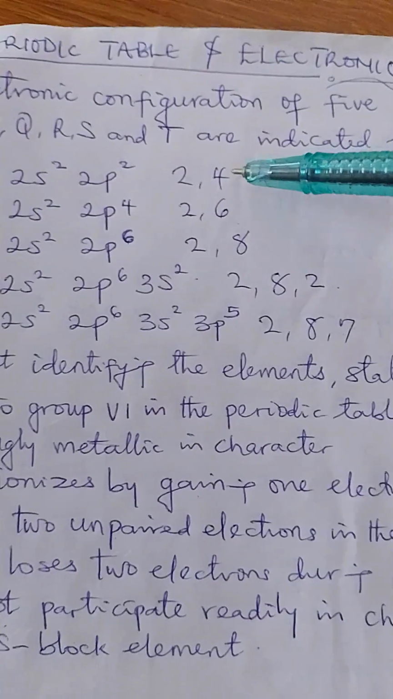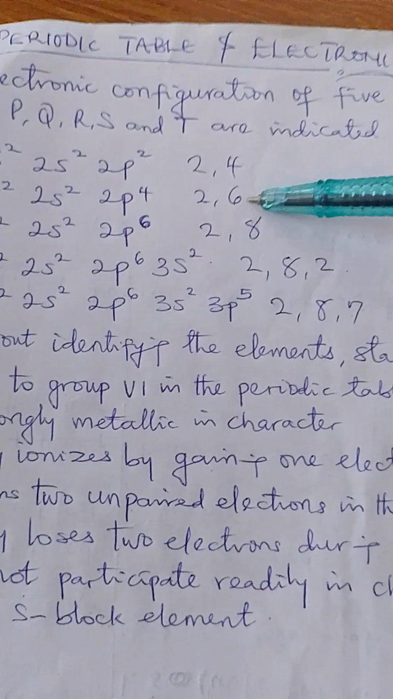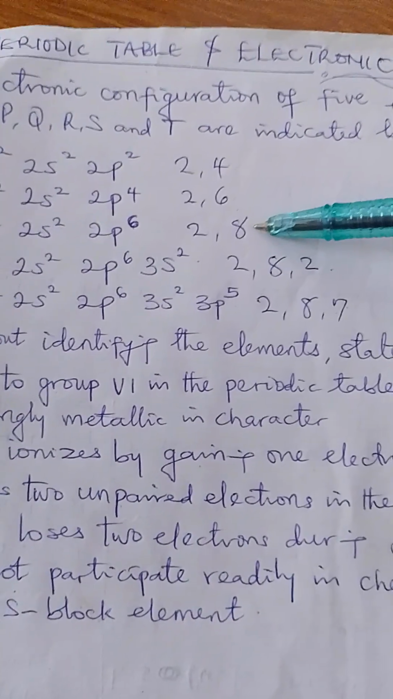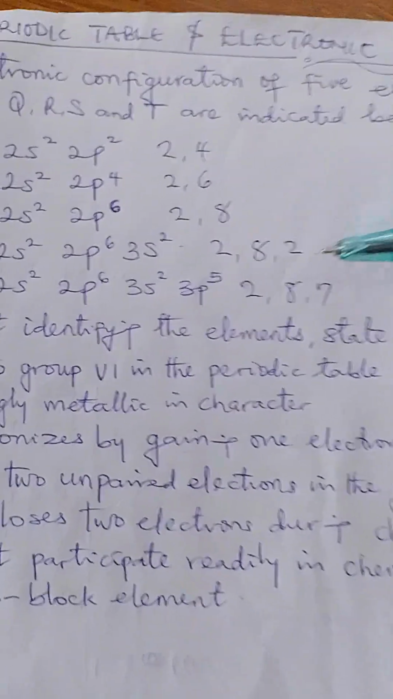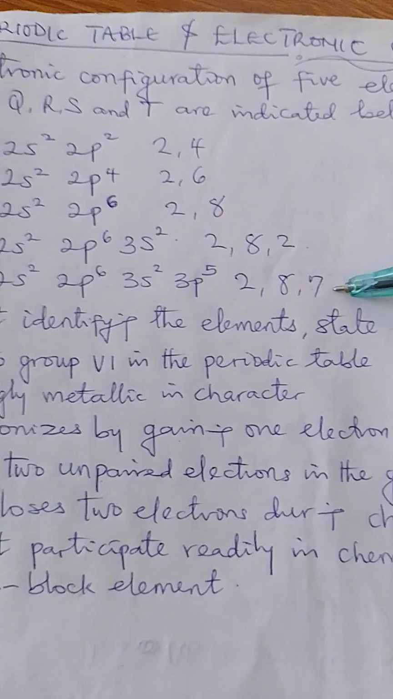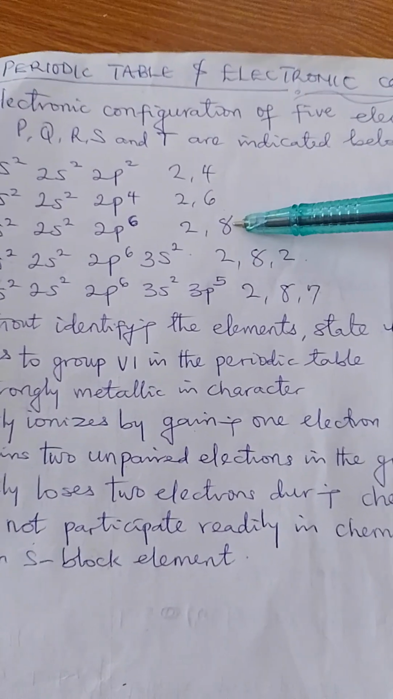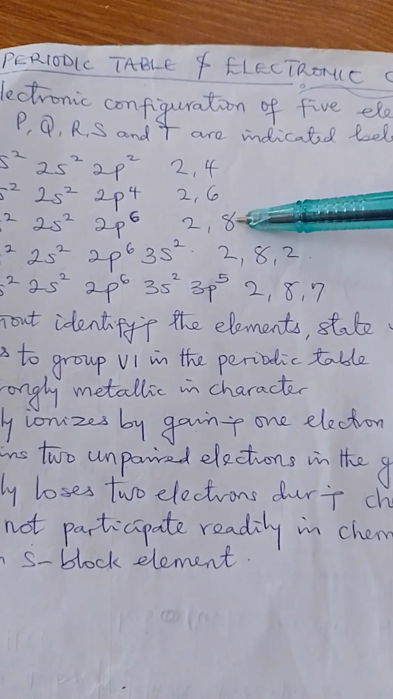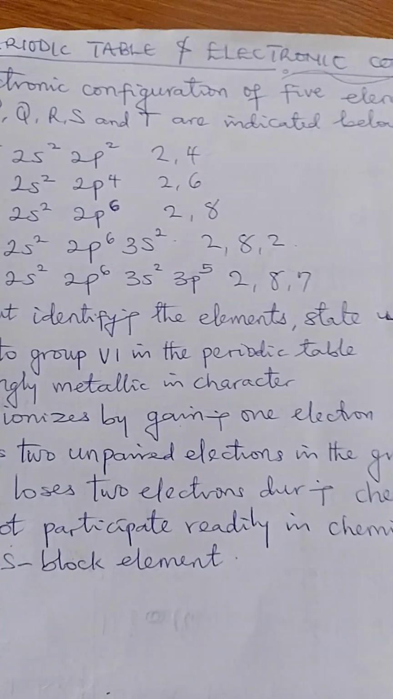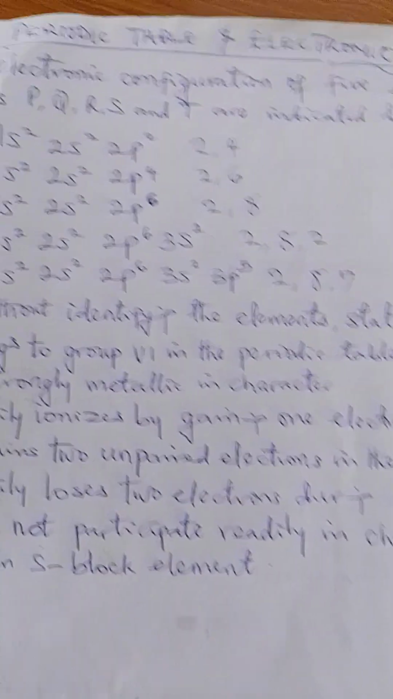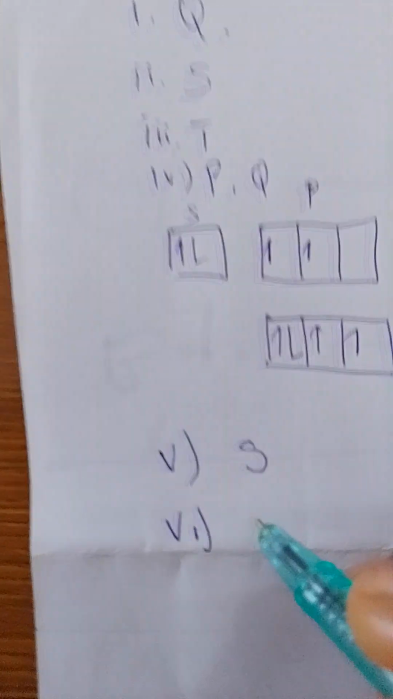This one doesn't have complete, needs 4 more. This one doesn't have, it needs 2 more. But this one has complete 8. This one still needs 6, and this one needs 1. So the one that does not participate readily is the one that has complete electronic shell, and that is R. R does not participate readily in chemical reaction. So the answer to question 6 is what? Letter R. Are we following?